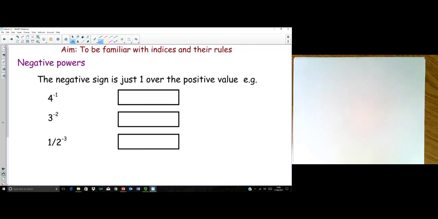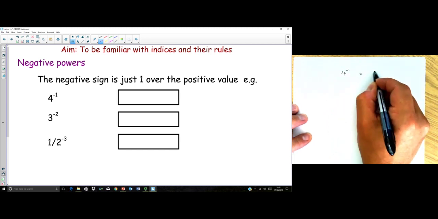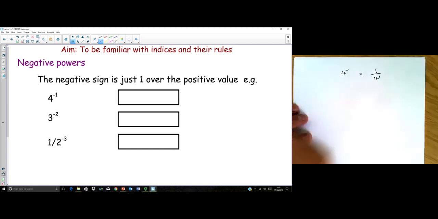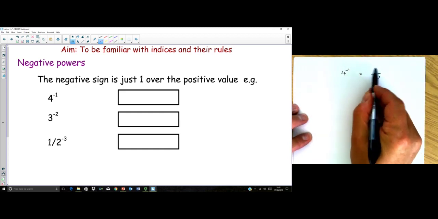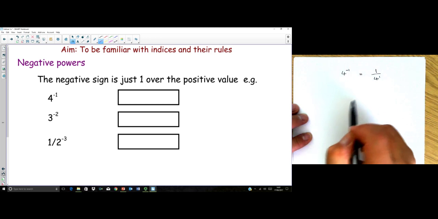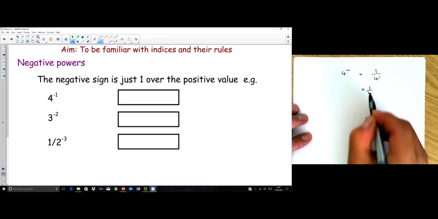So what about negative powers? Well, negative powers just mean that you put 1 over whatever the positive power is. So in this case, when I've got 4 to the minus 1, 4 to the minus 1 is essentially the same as saying 1 over 4 to the 1. So this negative sign clearly only just means this 1 over business. Okay? And obviously 1 over 4 to the 1 is just 1 over 4.